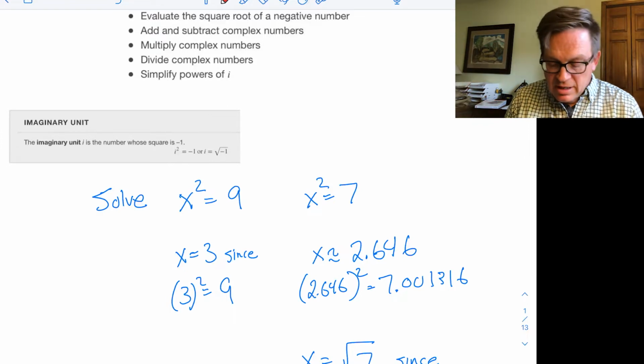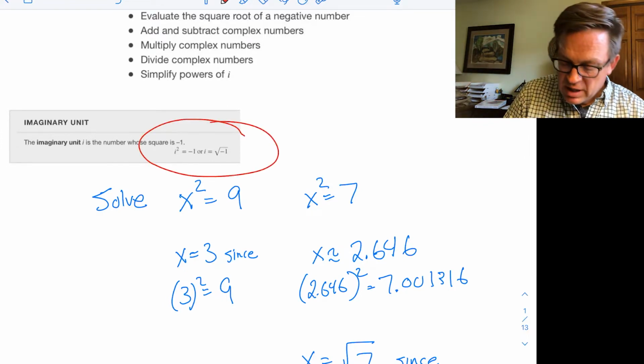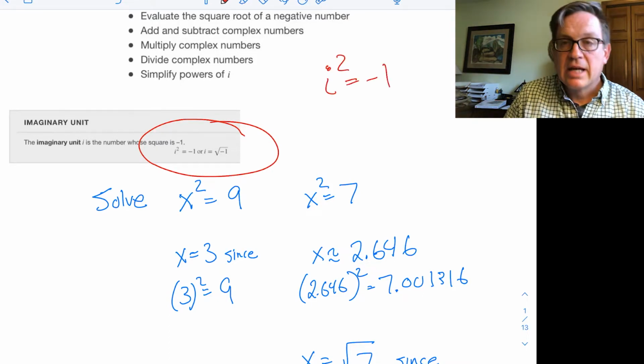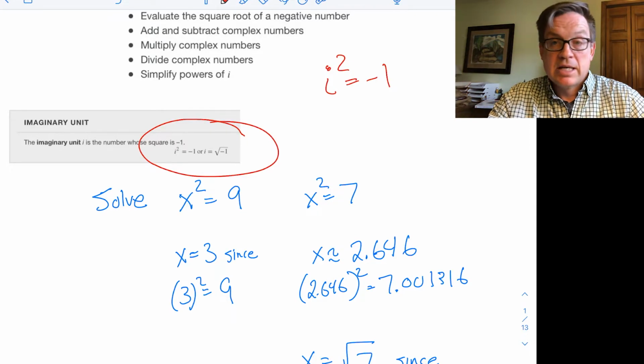So we're going to have this special number i that is the square root of -1. So some number, when you square it, you get a negative number. So with normal real numbers, when you square anything, a positive times a positive ends up being positive, and a negative times a negative ends up being positive. You can't square a real number and get a negative number.